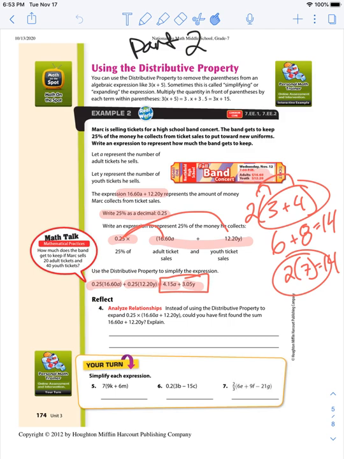Okay, so I want you guys to practice the distributive property. Pick one of these bottom ones to do. Solve it, play the video, see if you got it right. Go.